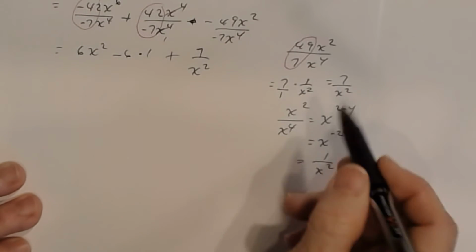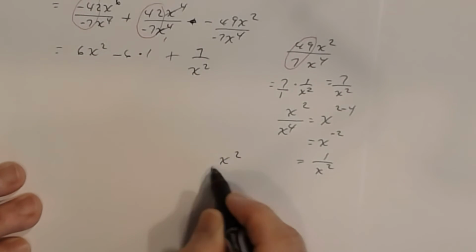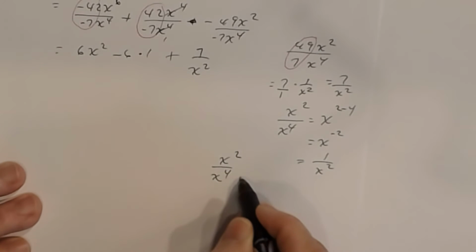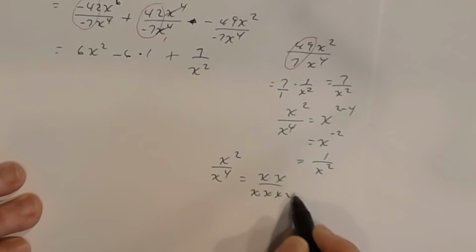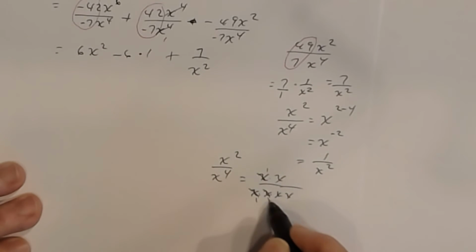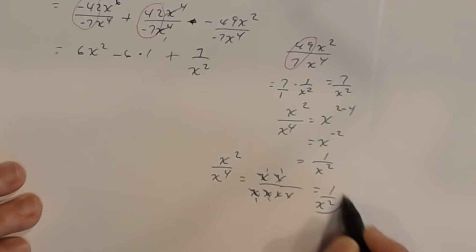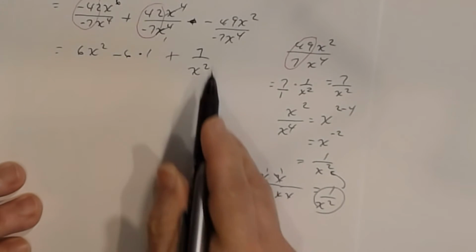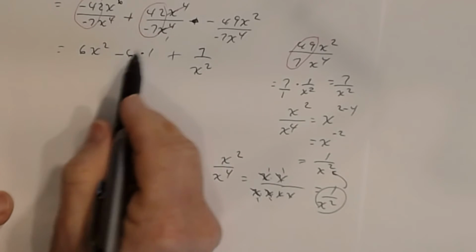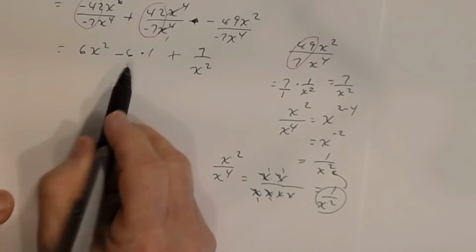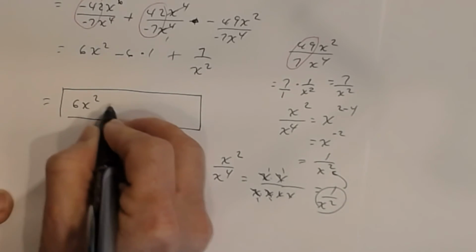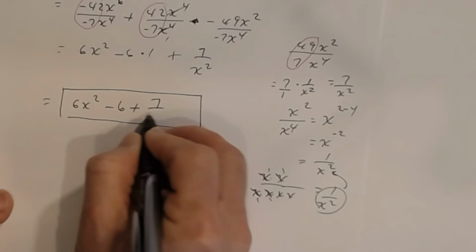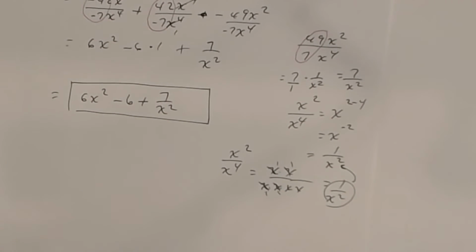Okay? Another point of view is this. X squared divided by x to the 4th. Remember, x squared means x times x. X to the 4th means x times itself 4 times, right? And then reduce. So I get 1 times 1 is 1, and 1 times x times x is x squared in the denominator. This is the same thing as this. Now, don't say that's the answer, because I need you to remember that 6 times 1 is 6. So the answer you're going to write is 6x squared minus 6 plus 7 divided by x squared. All right, so that was number 6.